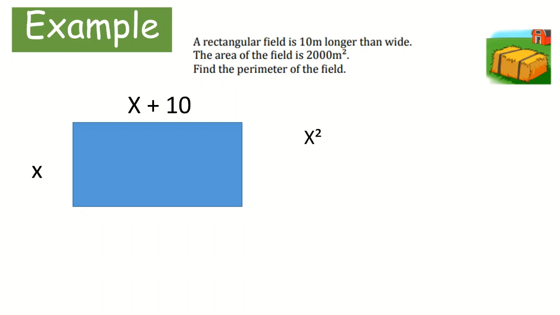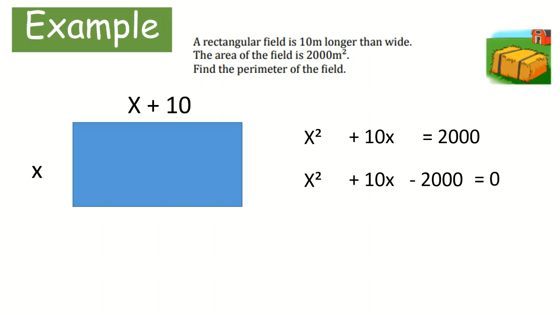Then going to start forming my equation. It's area to begin with, so I'm going to multiply my sides together. x times x is x squared, x times 10 is 10x, and that equals 2,000. As we said previously, it's got to equal 0, and it's currently equaling 2,000, so I'm going to have to rearrange my equation. So I'm still going to have my x squared and my 10x, but then I'm going to have to subtract that 2,000 from that side of the equals so that it can equal 0. So I'm left with x squared plus 10x minus 2,000 equals 0.